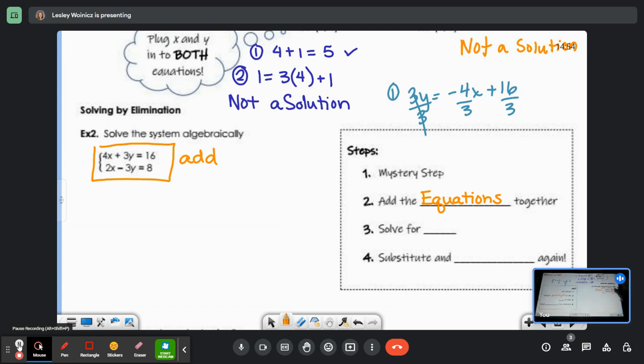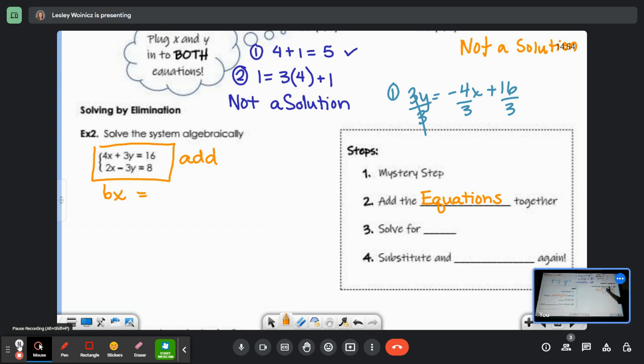Well, 4x plus 2x makes 6x. Look what happens to the y's. Yeah, they're eliminated, which is the name of the method, right? Okay, so we didn't even have to do any of that gnarly substitution with all the fractions. We can just add the equations together and say goodbye to the y's.